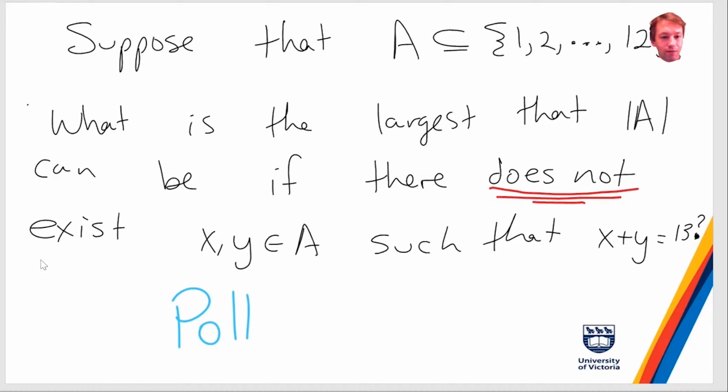It's 1 plus 12, right? You've got 2 plus 11. You've got 3 plus 10. And you can think of it like this: if I get the number 1 and the number 12, I've got something that adds up to 13. If I get the number 2 and the number 11, I've got something that adds up to 13. And so on, there's a bunch of others.